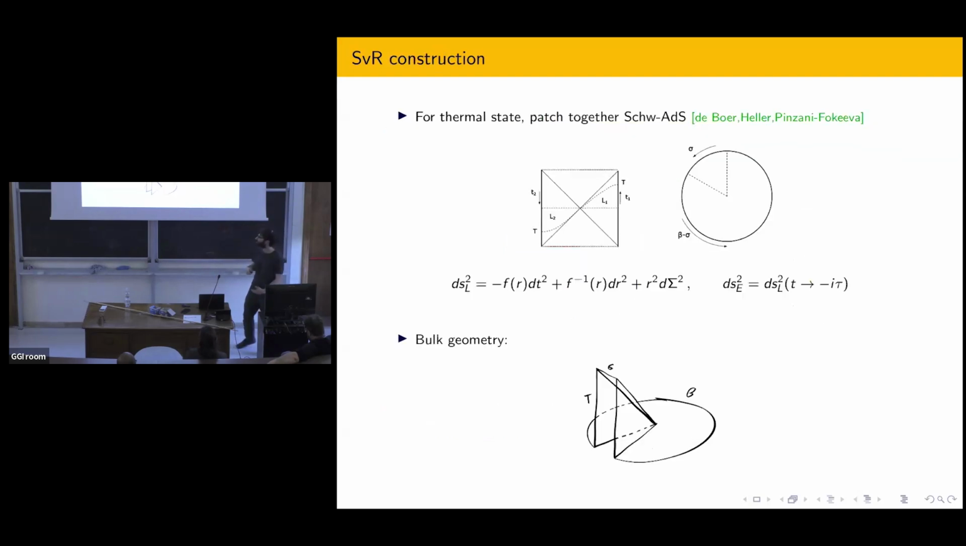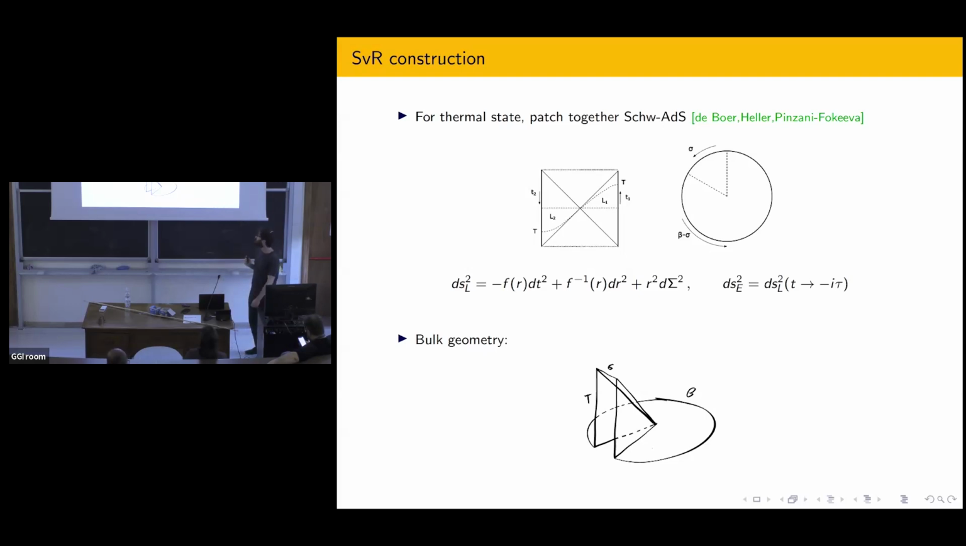Okay, this is a bit more complicated to use, but as has been shown, you can actually use it to derive hydrodynamic theories in a derivative expansion. The relevant state here is a thermal state for hydrodynamics, and in order to find the bulk dual of that, according to Schwinger-Keldysh and van Rees, we need to patch together some pieces of Schwarzschild AdS.